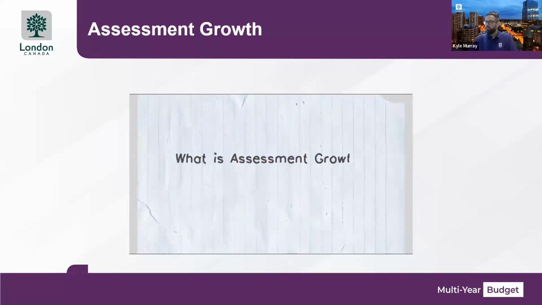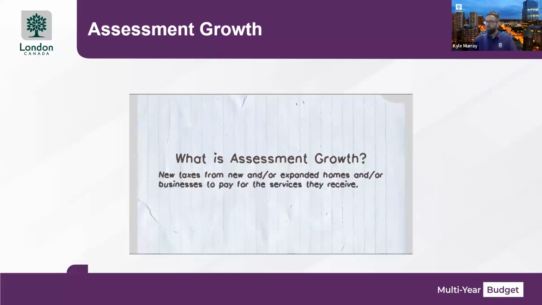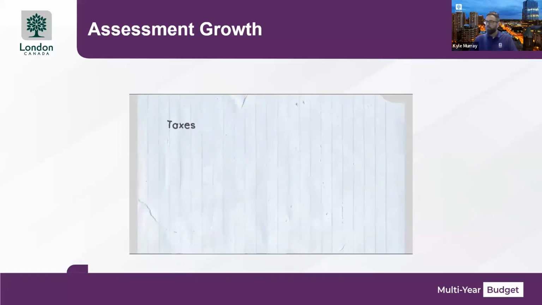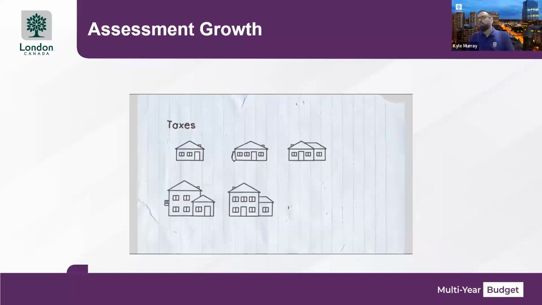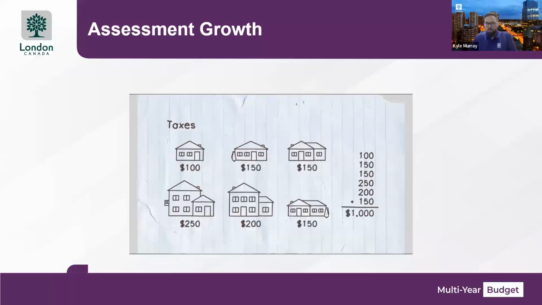What is assessment growth? By definition, it is new taxes from new and or expanded homes and or businesses to pay for the services they receive. In order to better understand assessment growth, you'll need to know what makes up a city's taxes. So let's look at an example of a strictly residential town and the taxes that each home pays based on each home's assessed value. When we add up all the taxes paid for this town, it totals $1,000. This money is used to pay for the town's services.